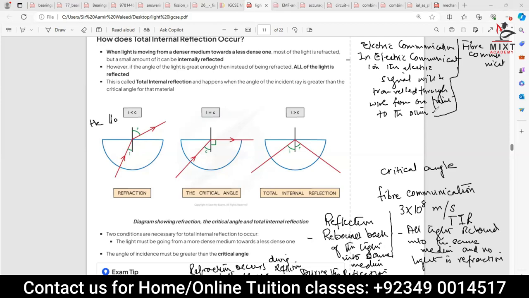What do you expect? Anybody? Fiber communication. See, in electric communication, the signal through which the data is transferred is an electric signal. You know, that current I'm talking about. Whatever data is transferred from one point to another point, that is your electric signal.